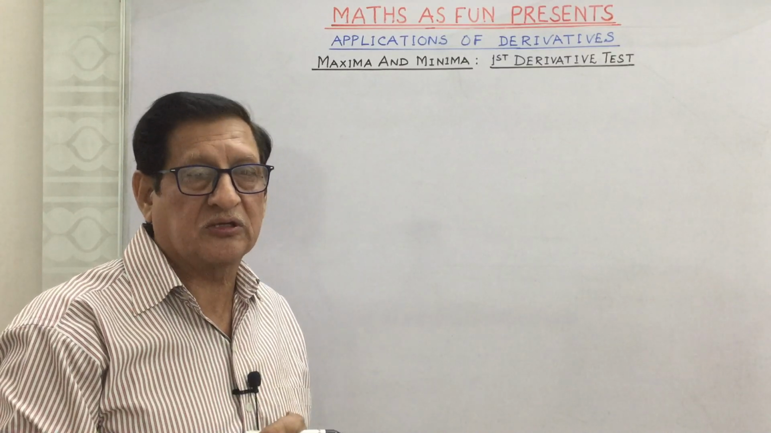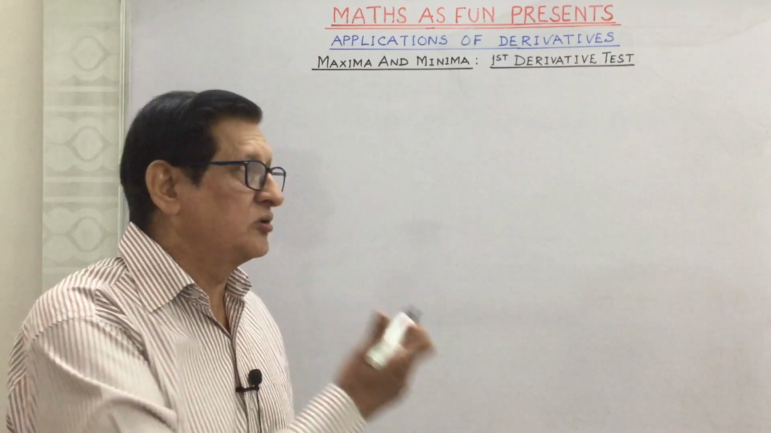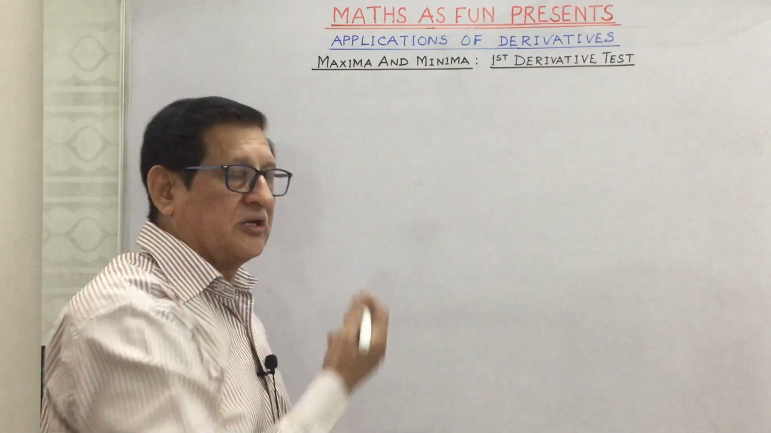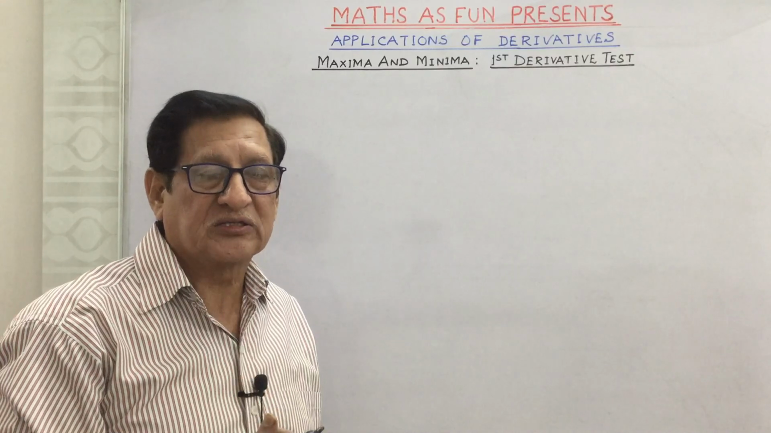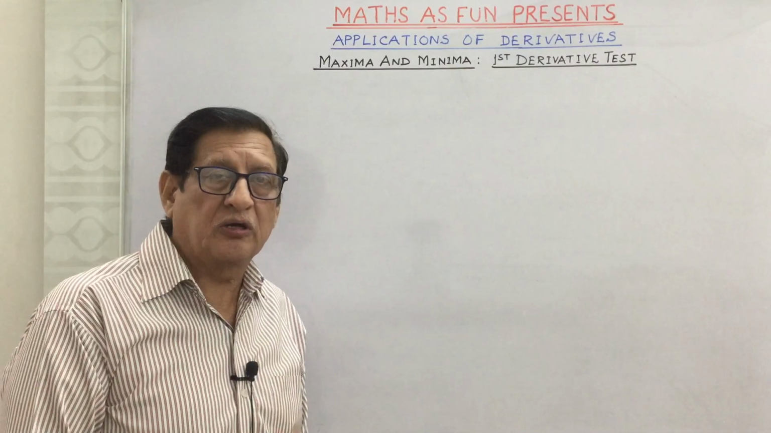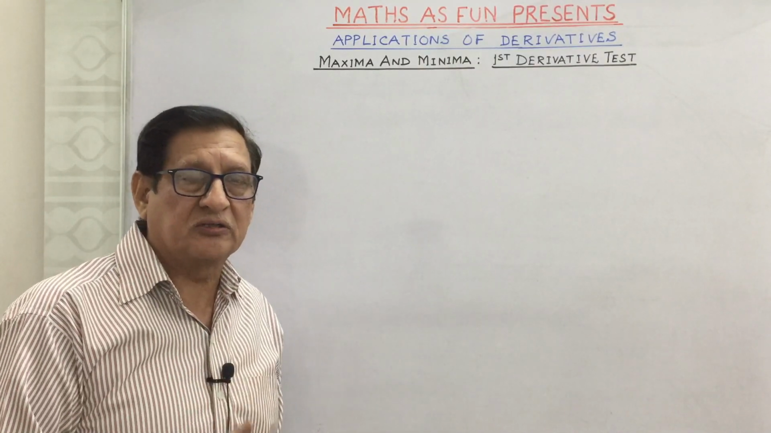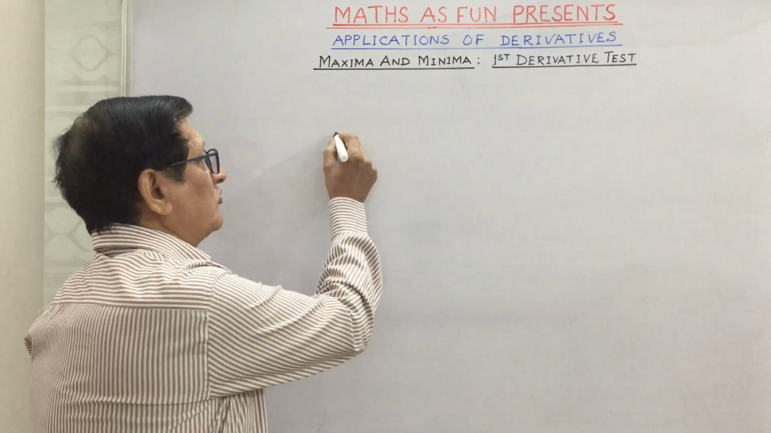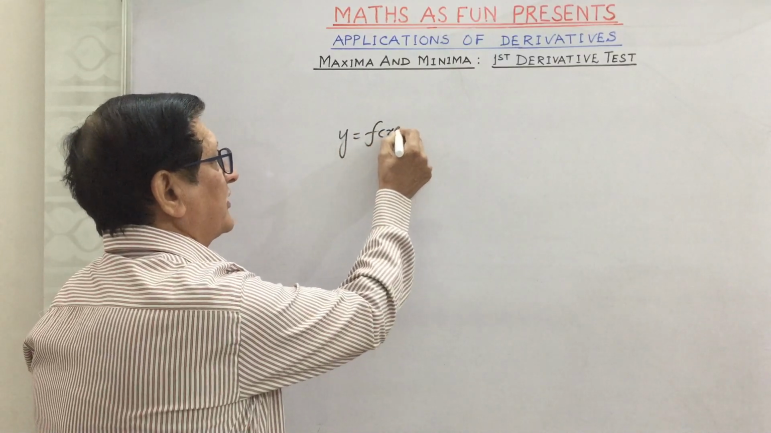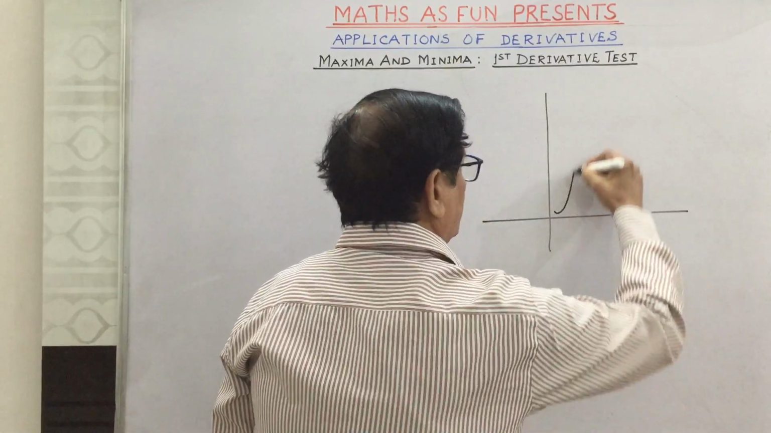We have already discussed in the previous videos how the first derivative is used to find maxima and minima. We have learned the concept of it. Before learning about the application of the first derivative test, let's revise the concept. We had taken a function y equal to f(x), and we found that the curve of this was going like this.